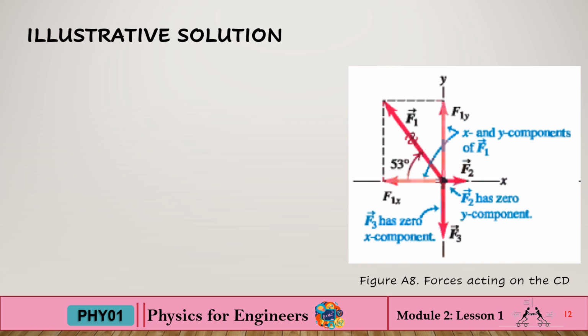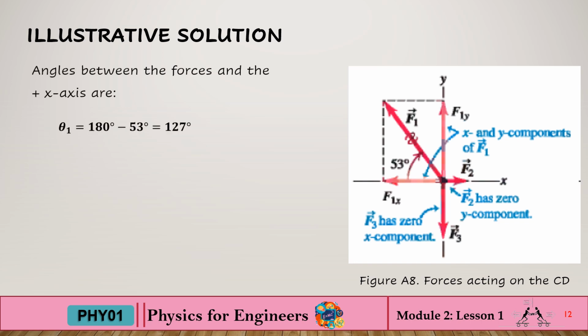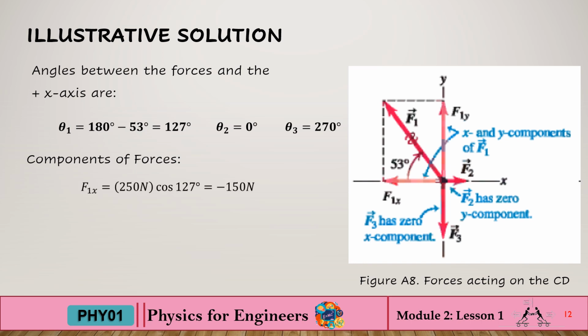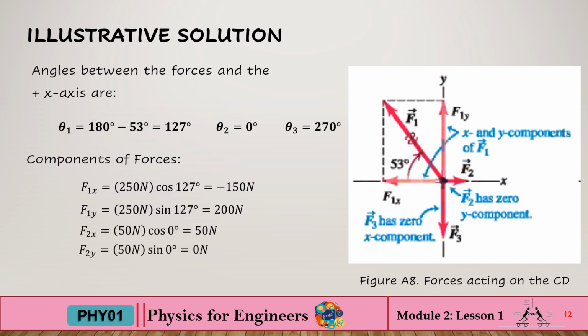To answer the questions and solve the problem, we need to find the x and y components of the net force, so we'll use the component method of vector addition. Once we have the components of R, we can find its magnitude and direction. From the figure, the angles between the three forces are as follows. Consequently, the components of the forces are given by the following equations. Notice that the forces are shown in component form.